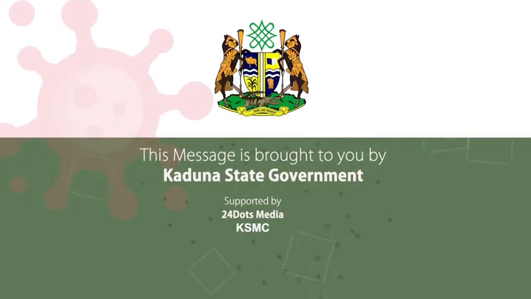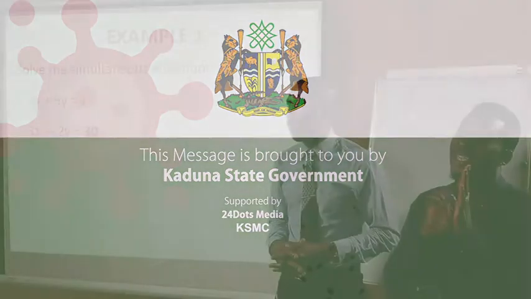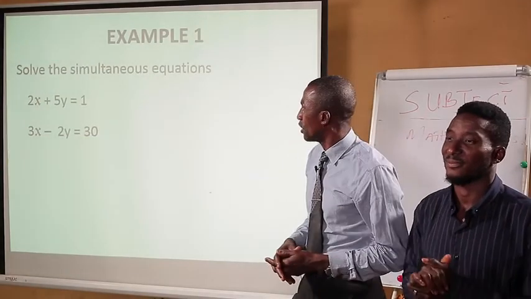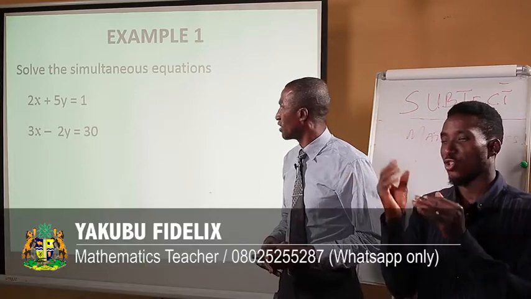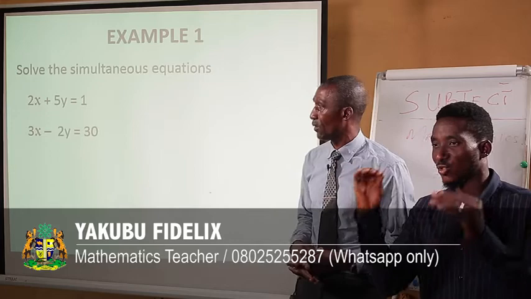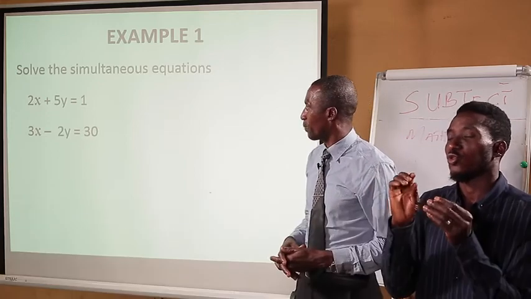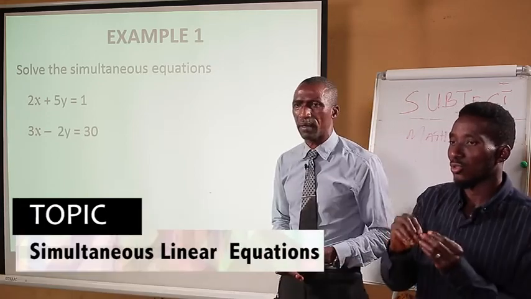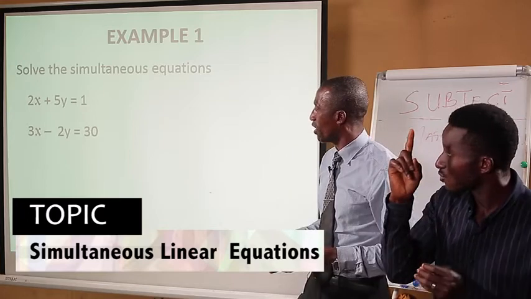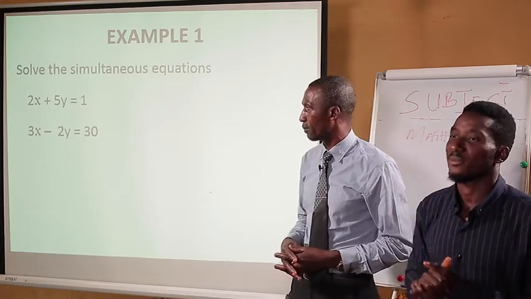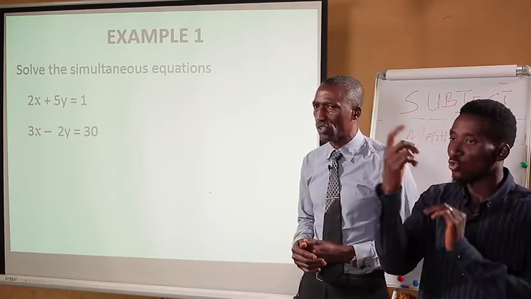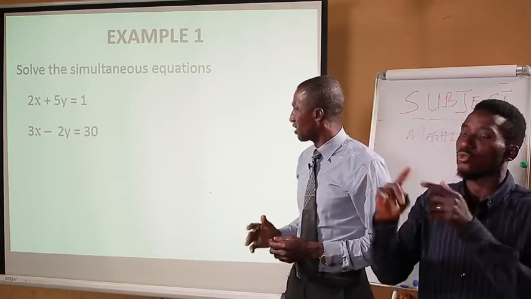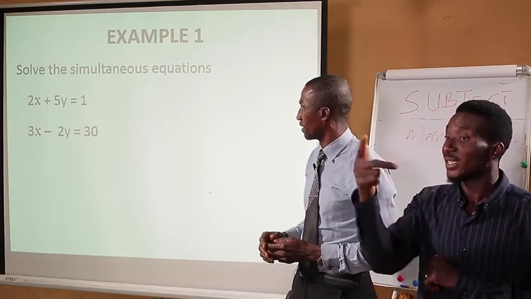Example number 1. Solve the simultaneous equations: 2x plus 5y equals 1, and 3x minus 2y equals 30.